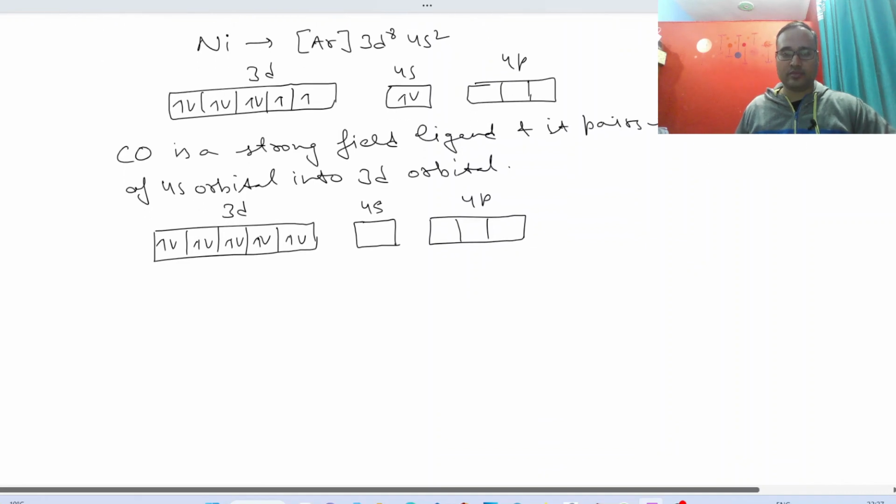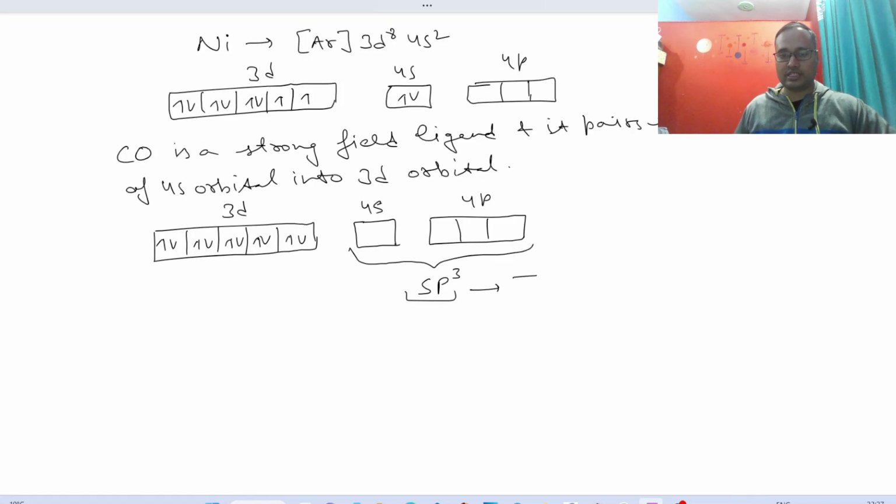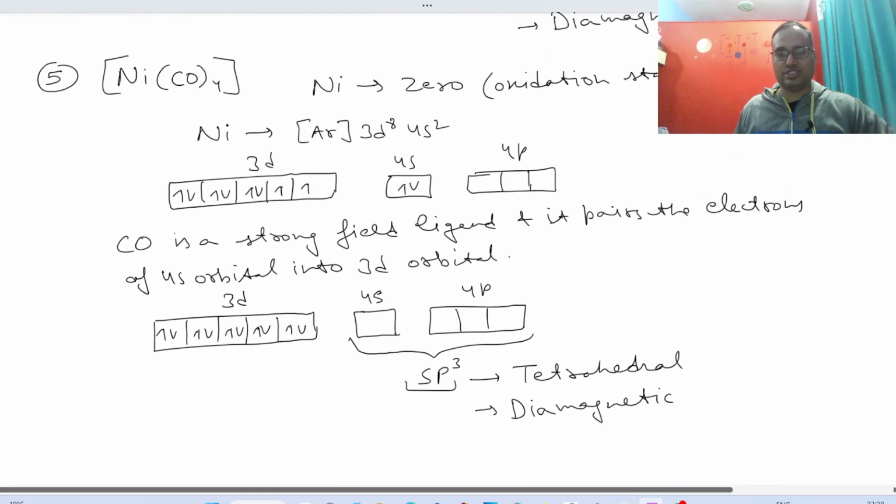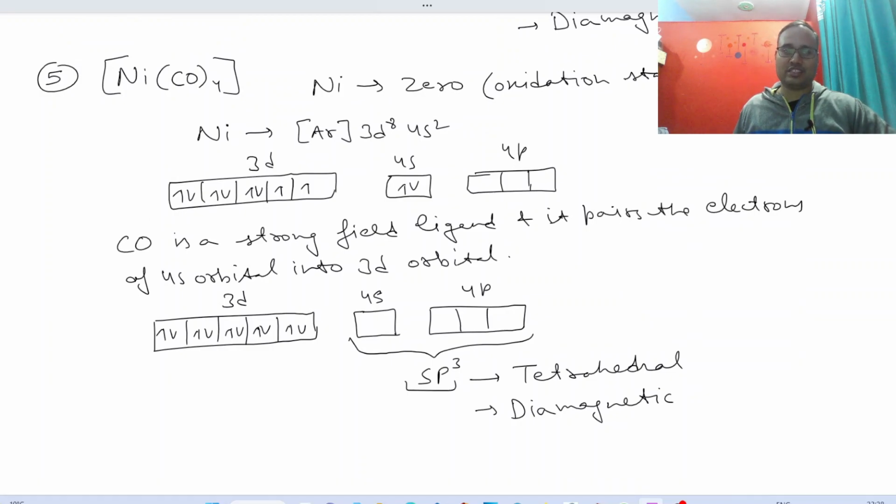So this time in the hybridization process, 1s and the 3p orbital will be used, and it would be having sp3 hybridization. As a result, the complex formed would be tetrahedral, okay, and it will be diamagnetic, and it does not contain any unpaired electron. With the help of these 5 complexes, you will be able to answer all the questions which are there in the CBSE curriculum of class 12th.